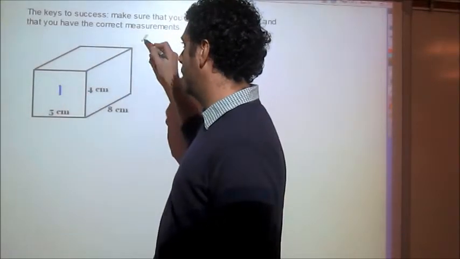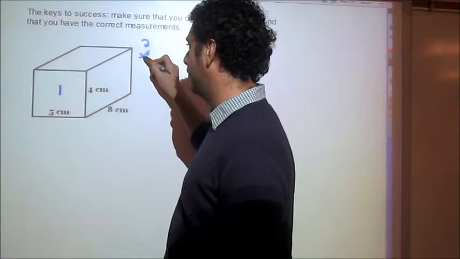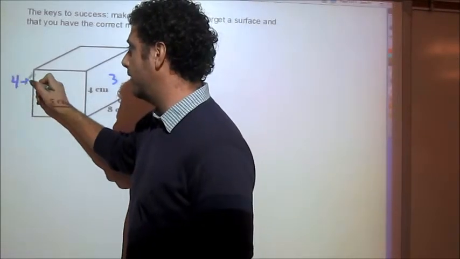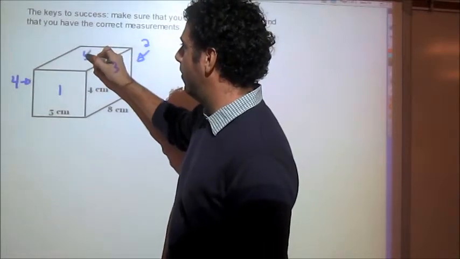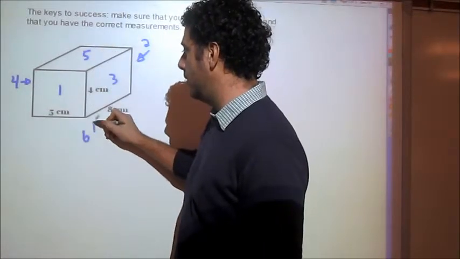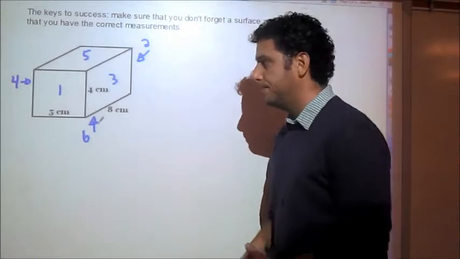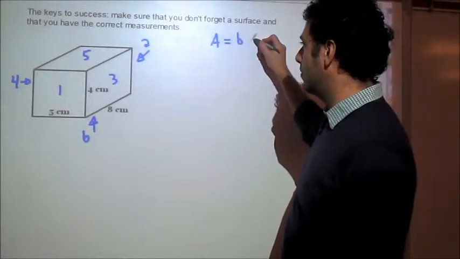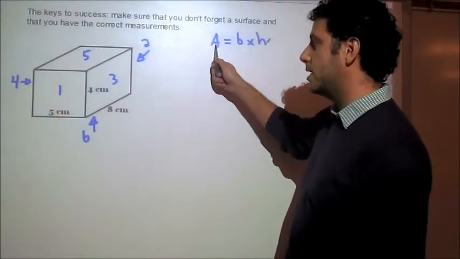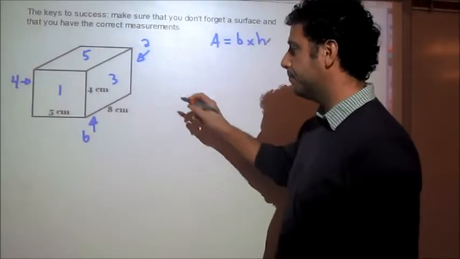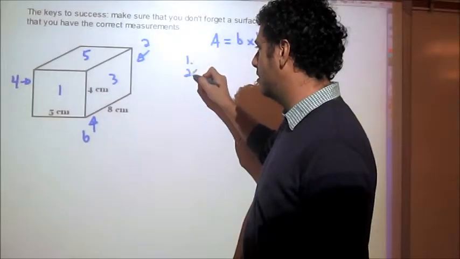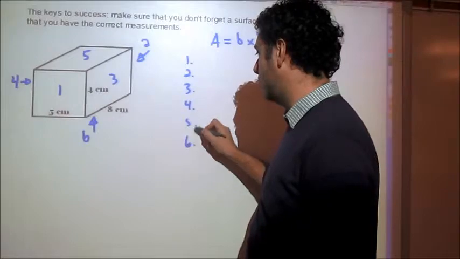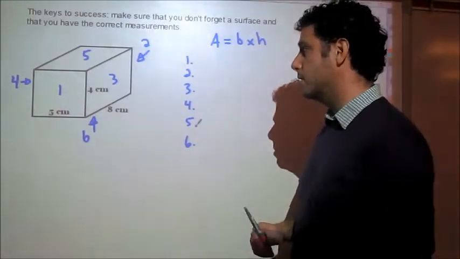1, let's say that 2 can be the back, 3, 4 can be the left-hand side, 5 will be the top, and 6 will be the bottom. And then, we just need to remember our area formula. Area is equal to base times height. Area of a rectangle, that is, equals base times height. And then we can list each of our 6 sides, and we can do a quick calculation for each one to determine their areas.